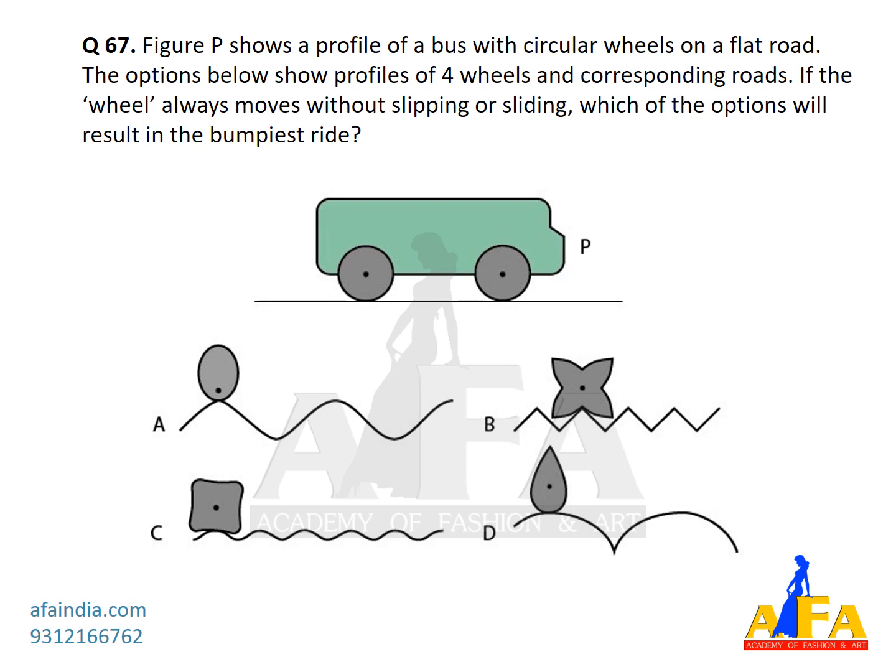Figure P shows a profile of a bus with circular wheels on a flat road. The options below show profiles of 4 wheels and corresponding roads. If the wheel always moves without slipping or sliding, which of the options will result in the bumpiest ride? 4 options are given of different types of wheels, the circular and the ellipse kind of wheel. Okay, so here the point is given at this point.